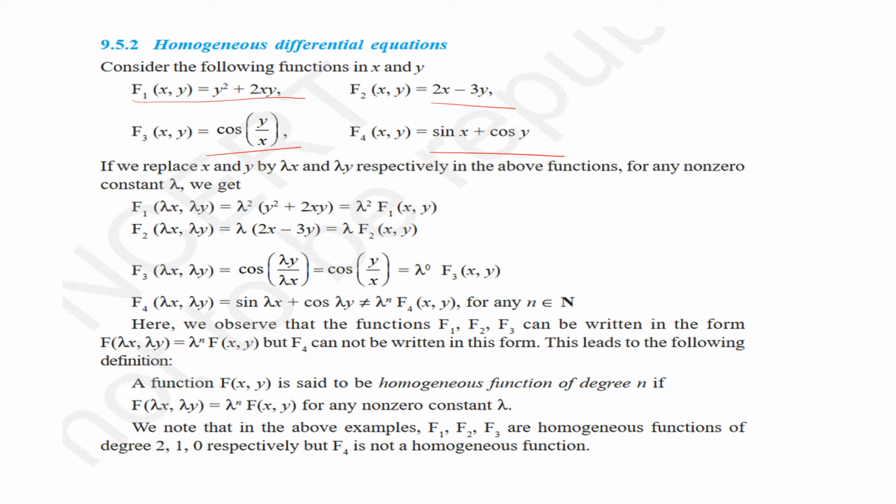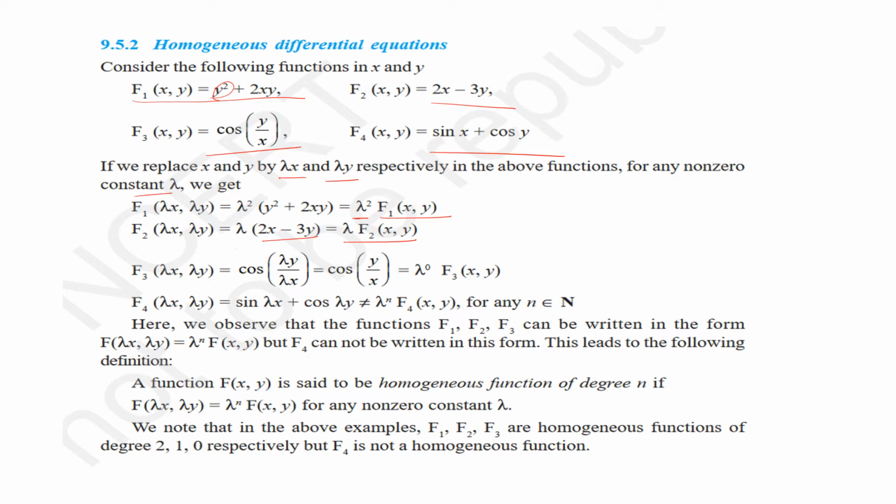Now if we replace x and y in these functions by lambda x and lambda y respectively, where lambda is some non-zero constant, let us see what is going to happen. f1 of lambda x, lambda y: you will put lambda y here, so it will become lambda square y square, and here 2 times lambda x lambda y, and you can take lambda square common and it will be f1 of xy. In the second function, f2 of lambda x, lambda y is lambda times (2x minus 3y), which is lambda times f2 of xy.